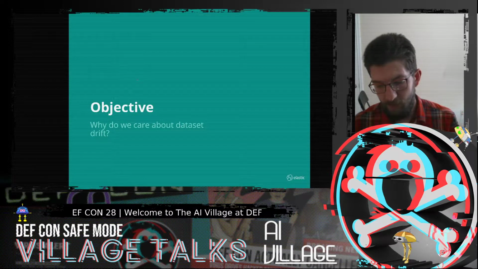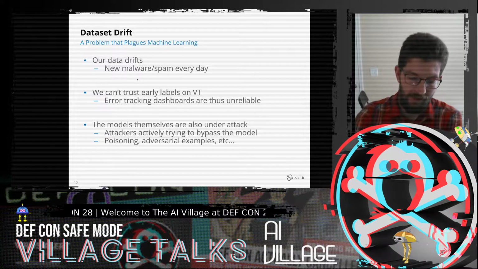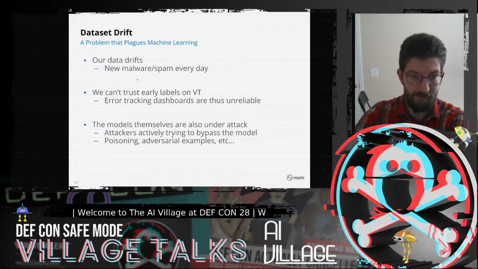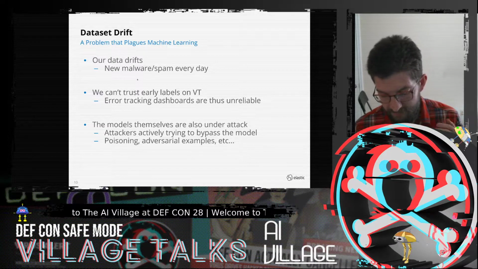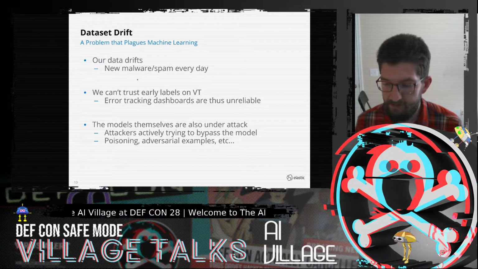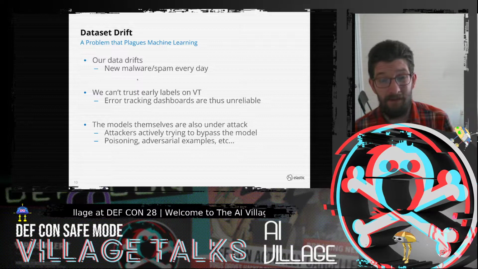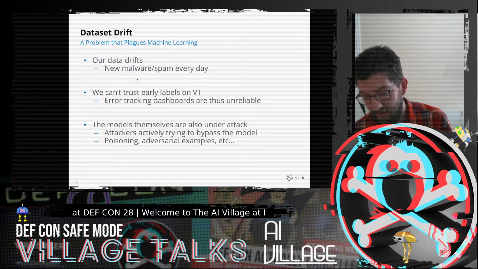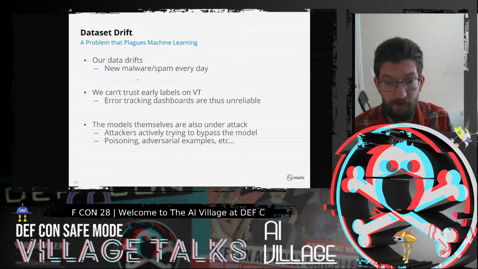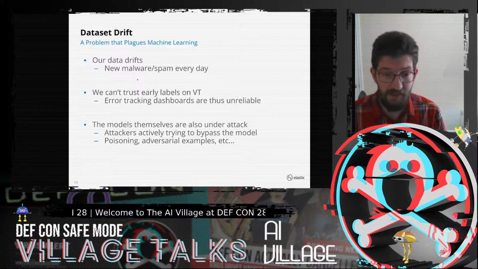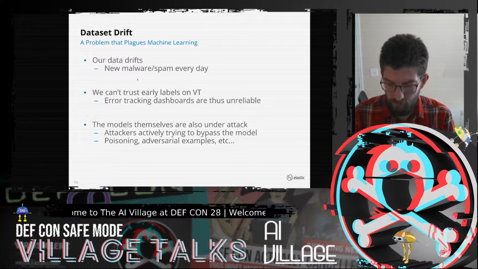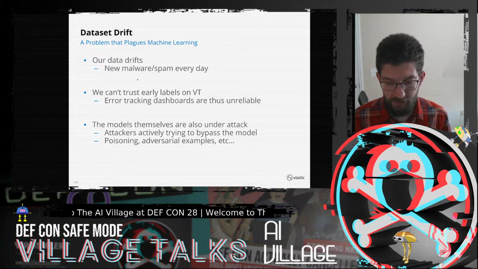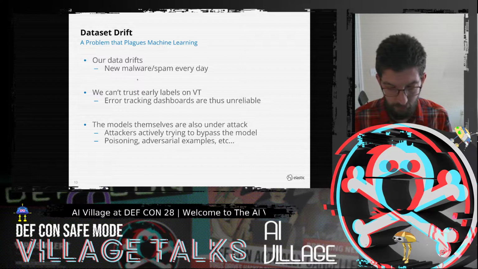So the objective: why do we care about dataset drift? For us, our data drifts. There are new families of malware coming out every day. There are new pieces of spam coming out every day. There is new benign software coming out every day. And also, when people interact using email, that changes every day. So the landscape that our machine learning models learn from is changing underneath them all the time.